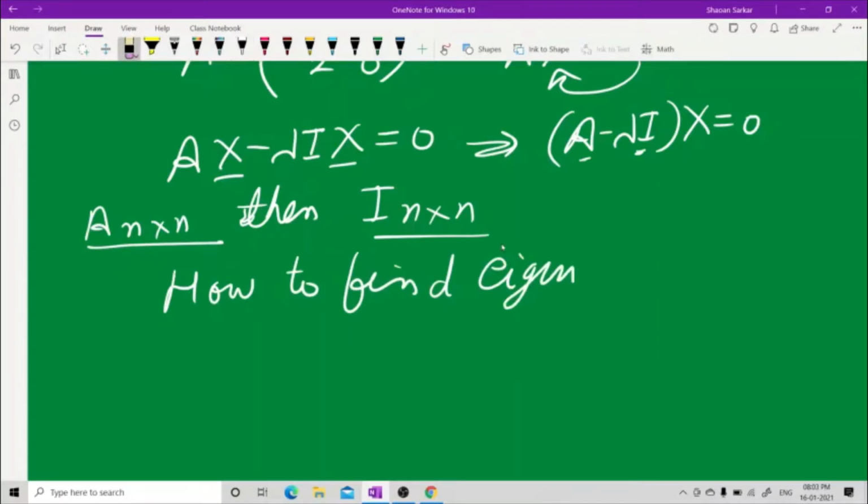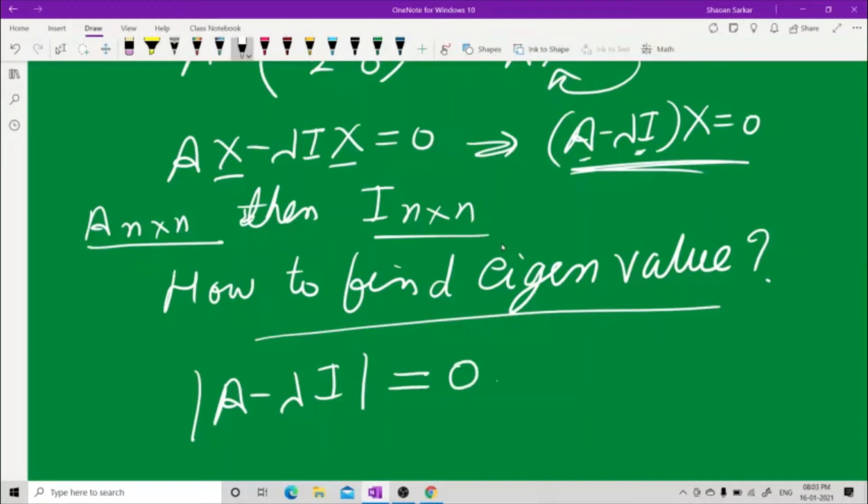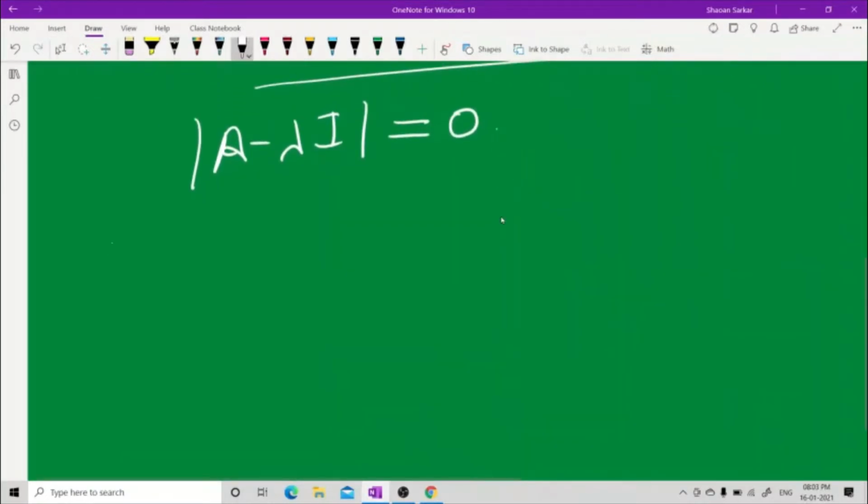Wait, let me clearly write this. Eigenvalue. This is a very important concept. How to find this? I'll use this equation: A minus lambda I, I'll take the determinant and equate it to 0. Now, see how to use this, very clearly.